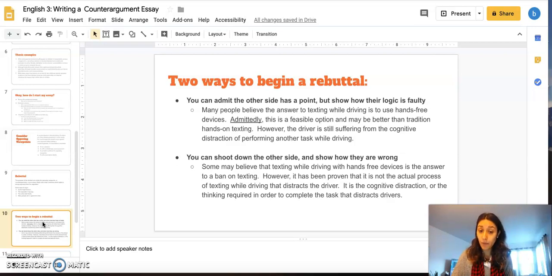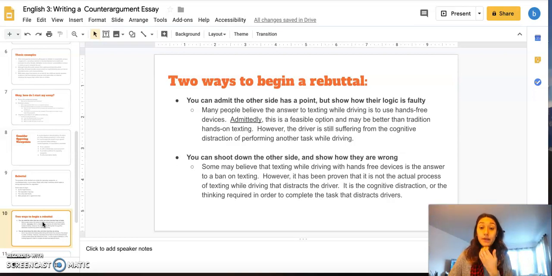And here's an example. Many people believe the answer to texting while driving is to use hands-free devices. Admittedly, this is a feasible option and may be better than traditional hands-on texting. However, the driver is still suffering from cognitive distraction of performing another task while driving. So here, we're saying, like, yeah, this is a good point to bring up. It's valid. However, it's not really solving our problem, or it's not solving any of the issues when you're a distracted driver.